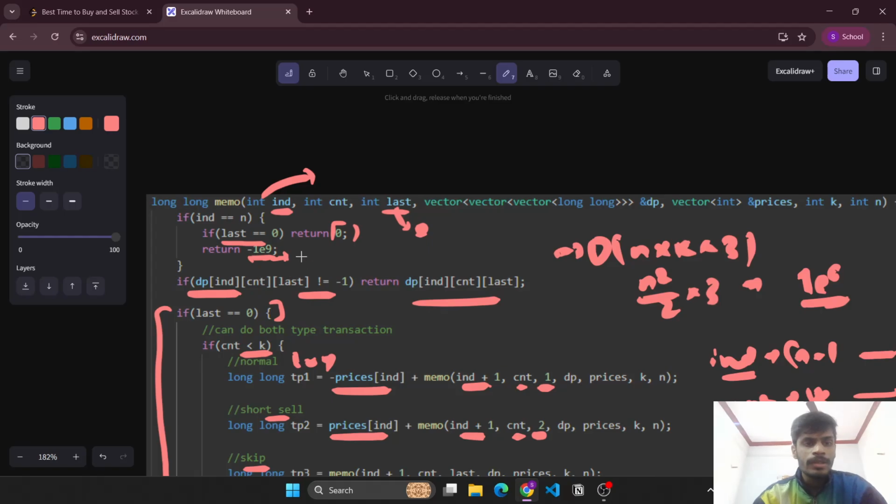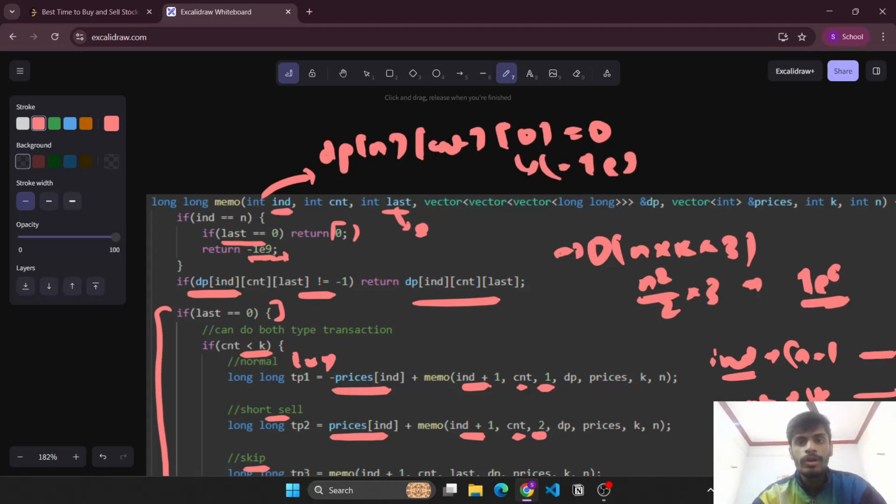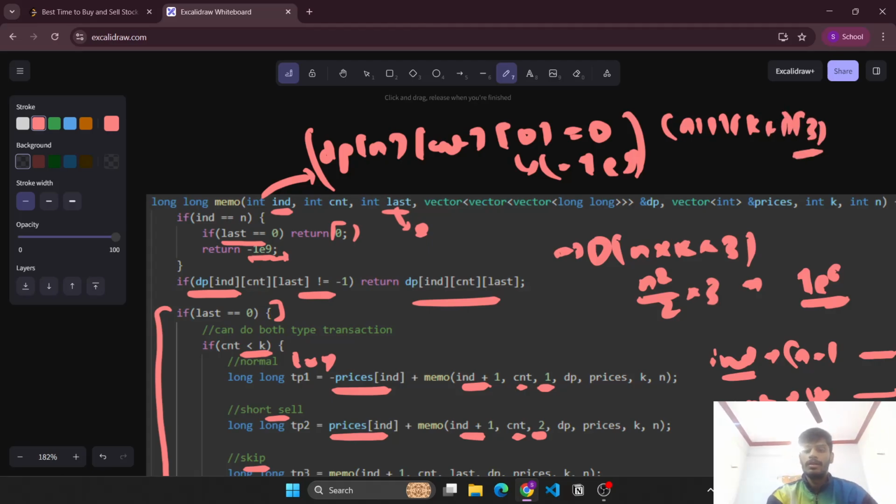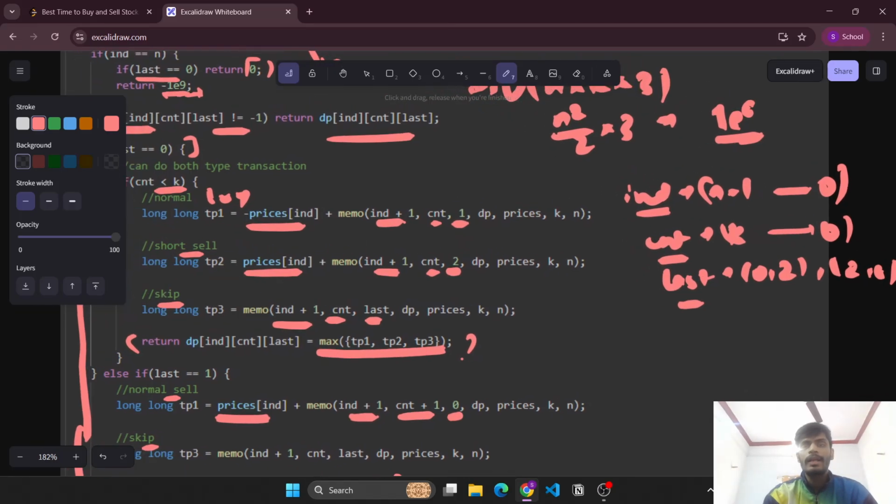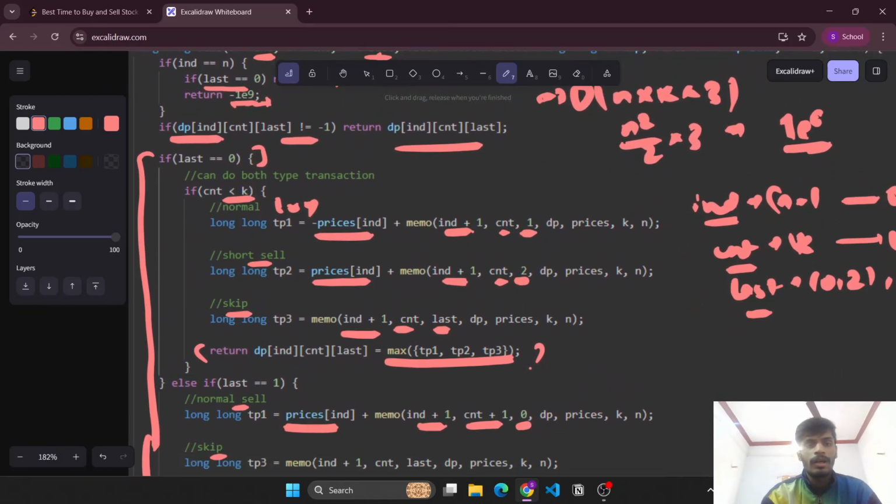We know since index equals n, the base case will become dp of n, and if last is 0, for all counts with last equals to 0, that will be 0, and for all other values it will be minus 29. Okay, so the base case will be this. We'll be declaring a dp of size n plus 1, k plus 1 and 3, and then we'll be done. So this is pretty simple, writing the tabulation code once we have the memoization code.